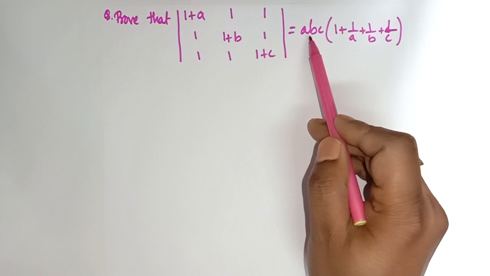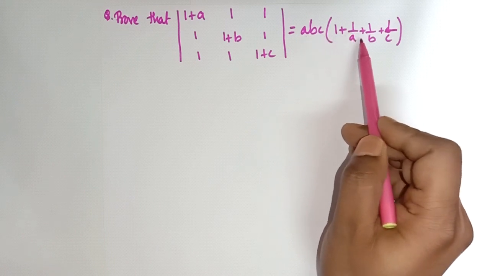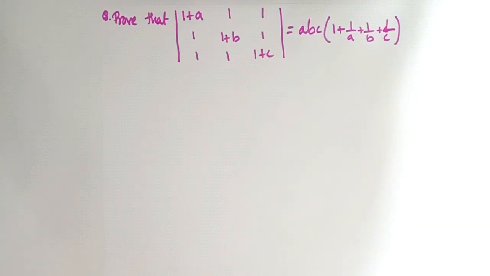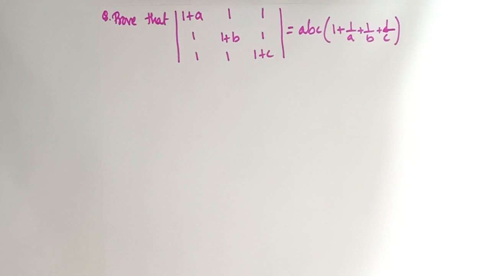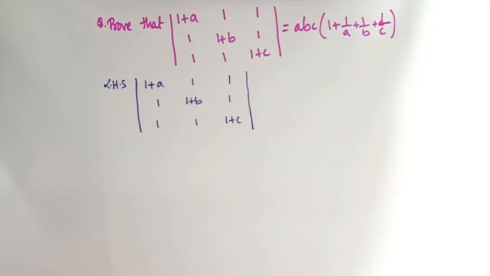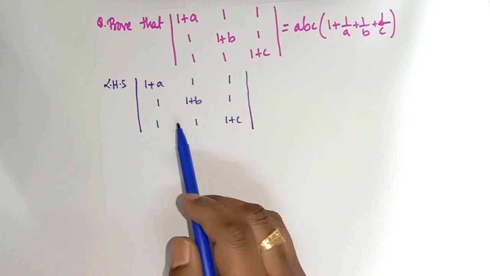In the right hand side I have ABC times 1 plus 1 by A plus 1 by B plus 1 by C. So what we can do in this is that, you can see here I have already got ABC. So first I'll take common ABC. So in my next step, you can see left hand side.